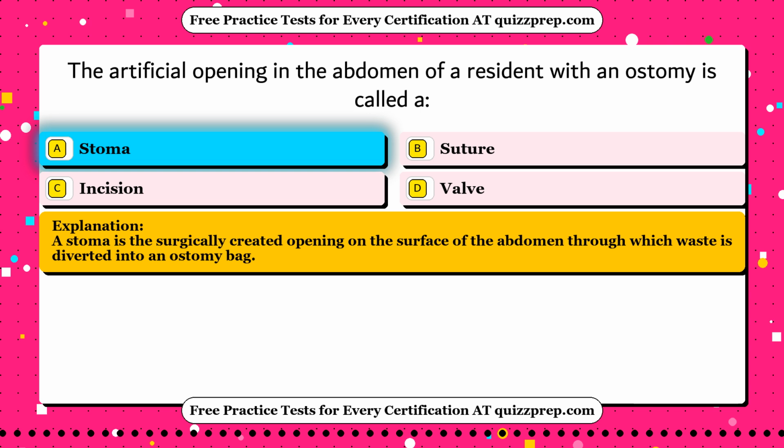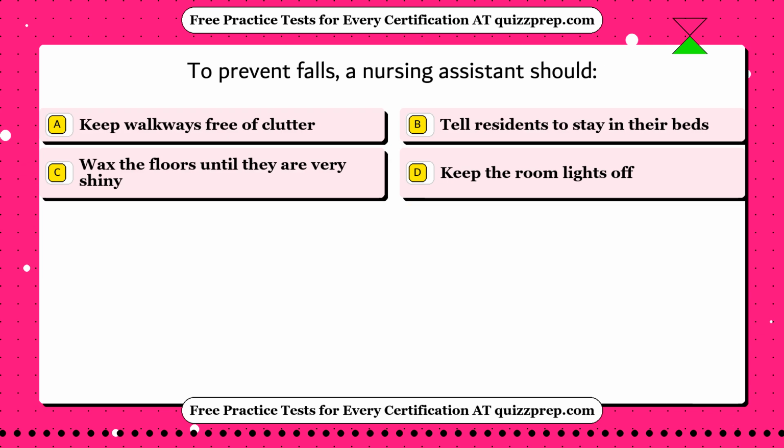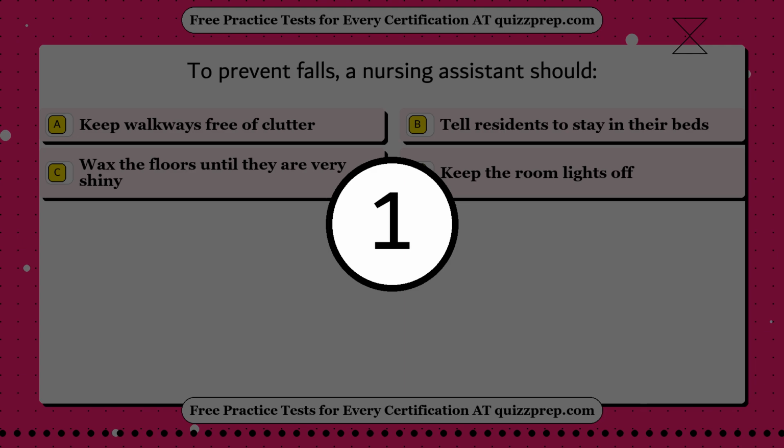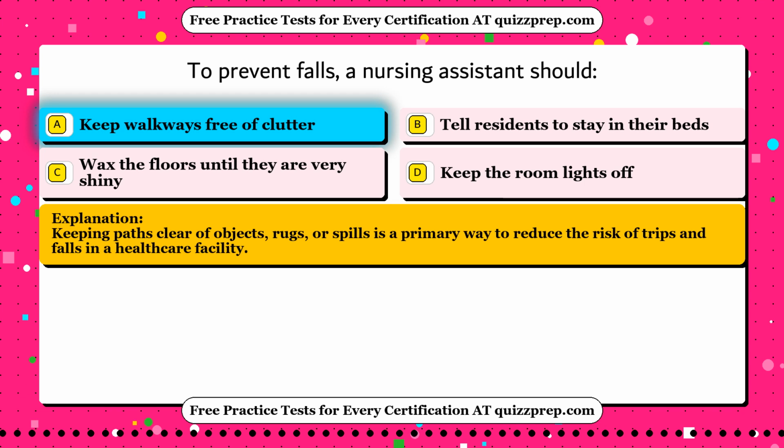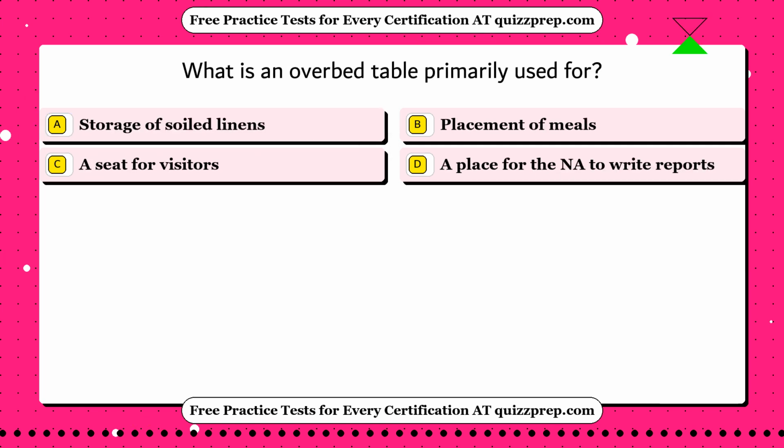Question 22. To prevent falls, a nursing assistant should: Option A, keep walkways free of clutter. Option B, tell residents to stay in their beds. Option C, wax the floors until they are very shiny. Option D, keep the room lights off. The correct answer is Option A, keep walkways free of clutter. Keeping paths clear of objects, rugs, or spills is a primary way to reduce the risk of trips and falls in a healthcare facility.